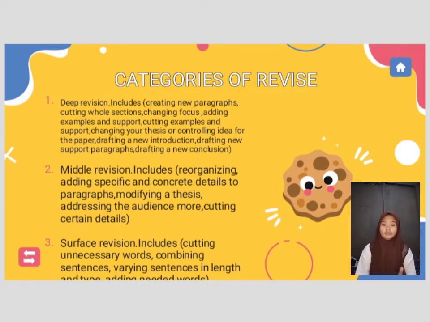First, deep revision. You can include creating new paragraphs, cutting whole sections, changing focus, adding examples and support, cutting examples and support, changing your thesis or controlling ideas for the paper, drafting a new introduction, drafting new support paragraphs, and drafting a new conclusion.